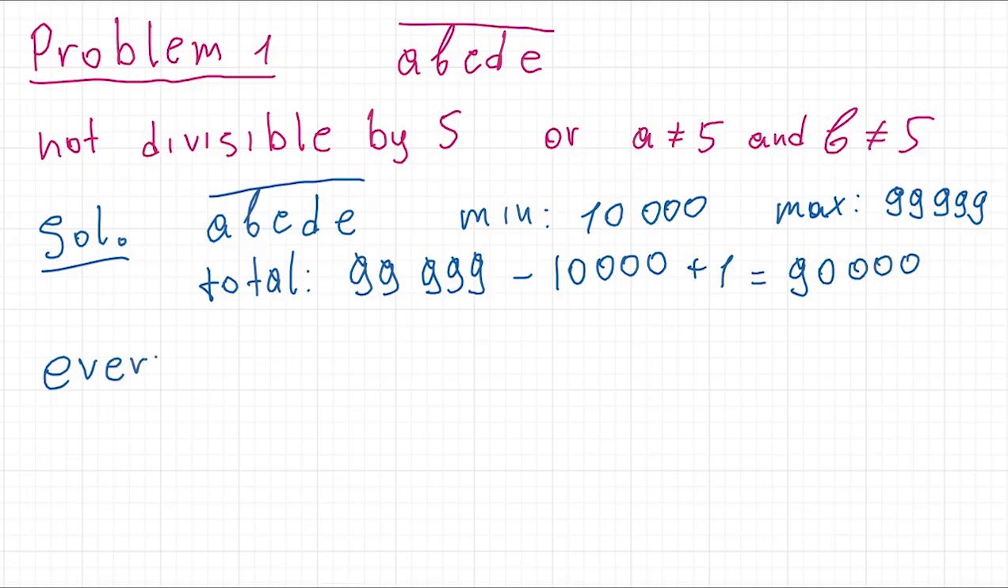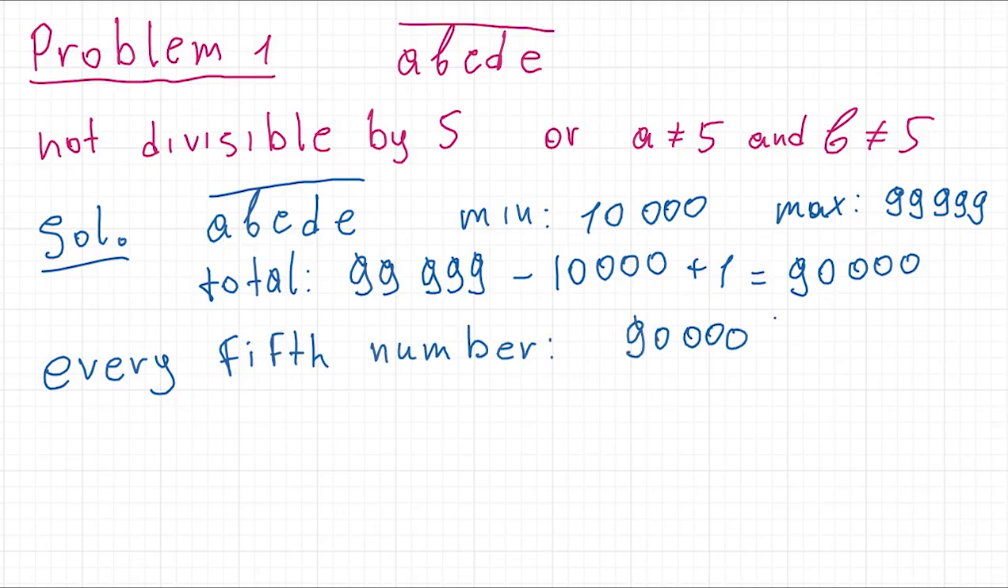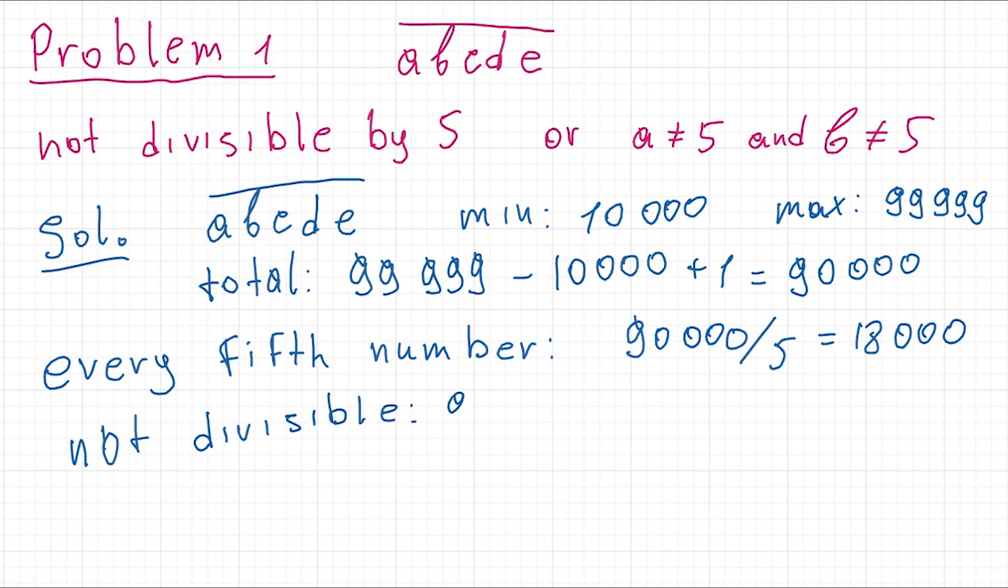By the sum rule, each number either is or is not divisible by 5. Since every fifth number is divisible by 5, that is 90,000 divided by 5, which is equal to 18,000. Then 90,000 minus 18,000 is equal to 72,000 5-digit numbers that are not divisible by 5.